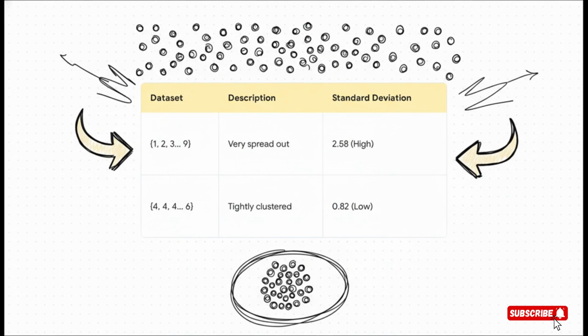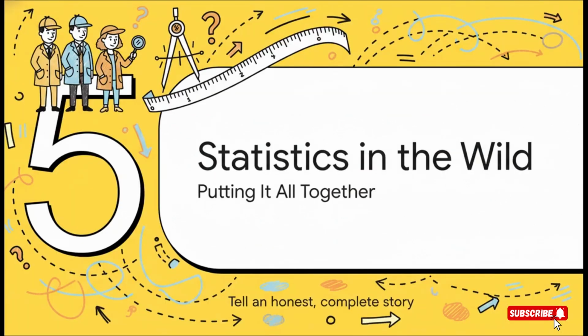And suddenly, the difference is crystal clear. Dataset A, the really spread out one, has a high standard deviation, almost 2.6. But dataset B, the one that's all bunched up, has a super low standard deviation of less than 1. See, this one number finally tells the story that the mean and median just couldn't. So, there we have it. We've got our detectives for finding the center, the mean, median, and mode. And we've got our tool for measuring the spread, the standard deviation.